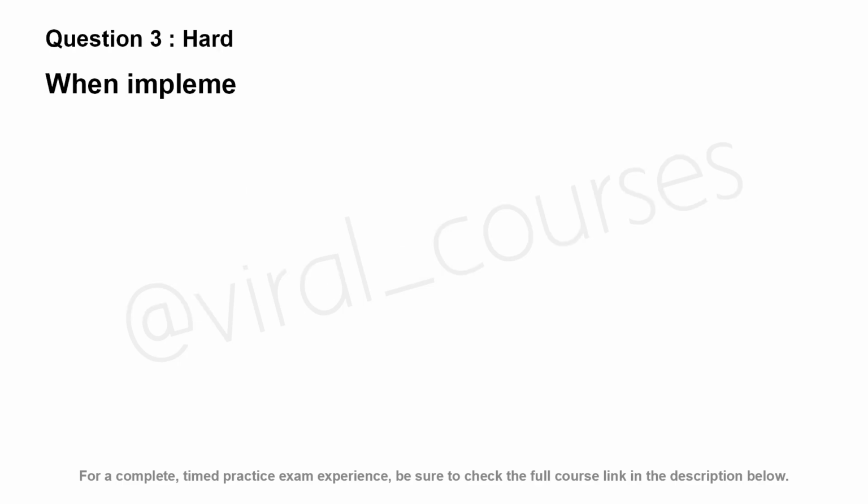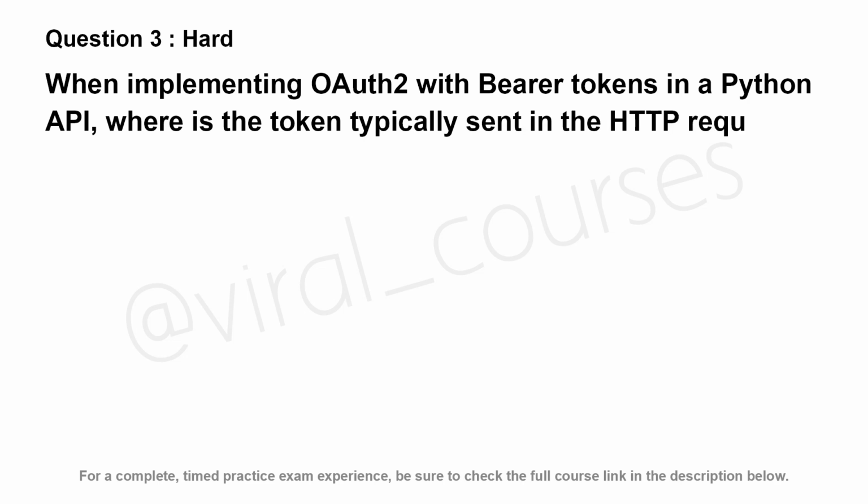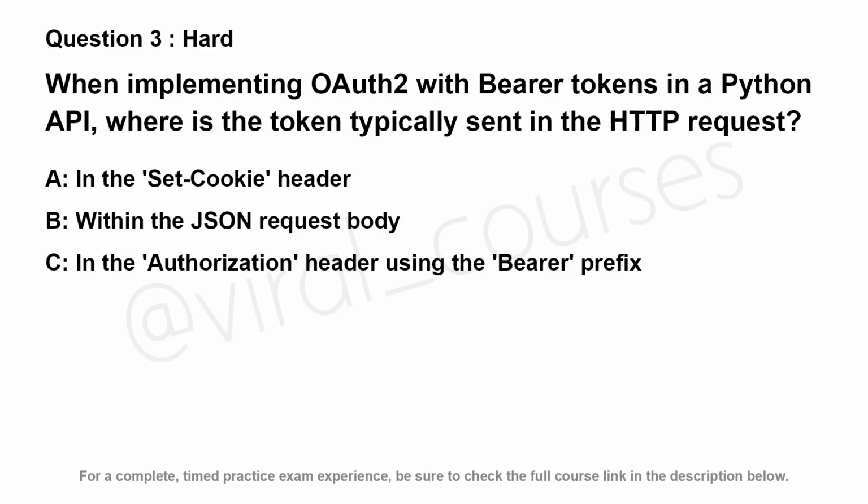When implementing OAuth 2 with bearer tokens in a Python API, where is the token typically sent in the HTTP request? Option A, in the Set-Cookie header. Option B, within the JSON request body. Option C, in the Authorization header using the Bearer prefix. Option D, as a query parameter in the URL.